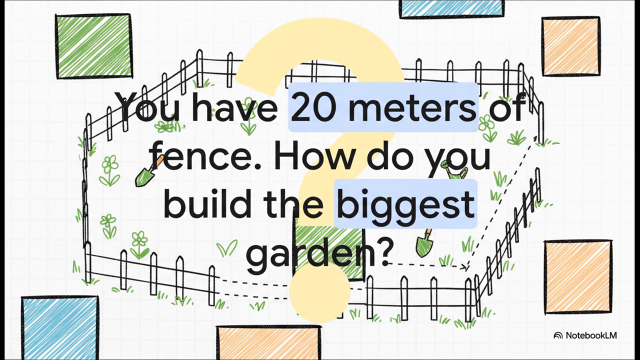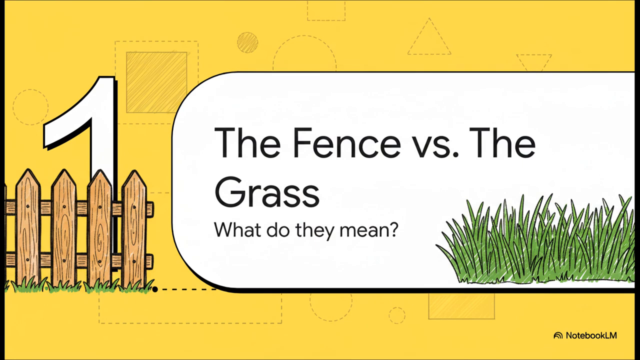Imagine you've got exactly 20 meters of fence. Your job is to build a rectangular garden with the absolute biggest, most spacious area for your plants. How do you do it? Well, the answer is hiding in that difference between perimeter and area. So, to solve our garden puzzle, we first need to get crystal clear on what these two words actually mean.